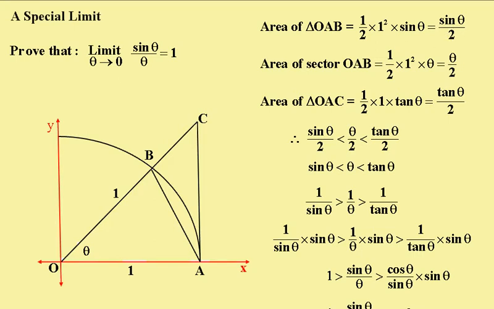Now we know the area of a sector equals a half r squared theta. Again, we can see the radius is 1, so this becomes just theta on 2.